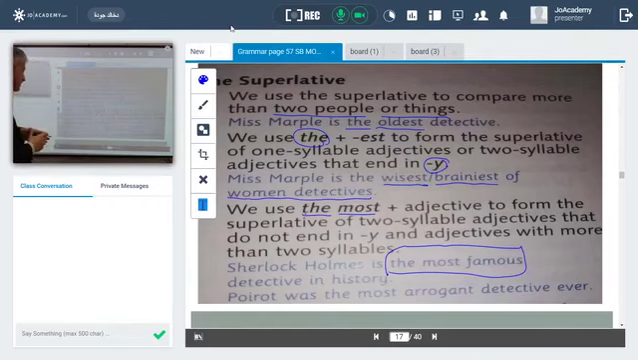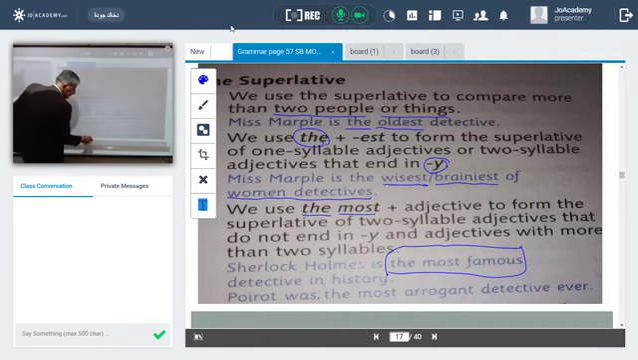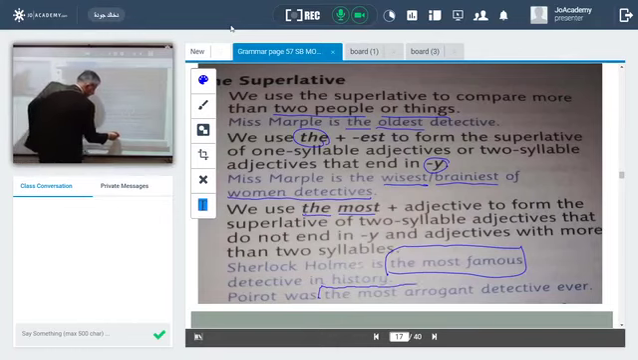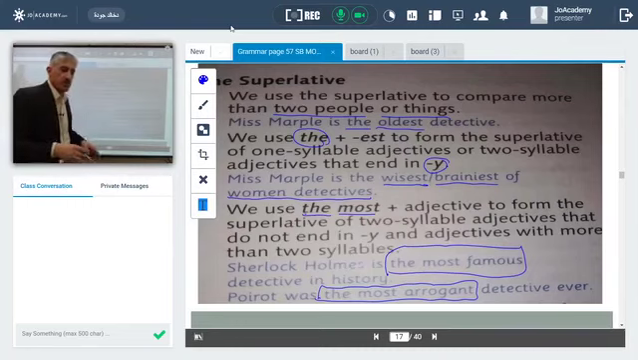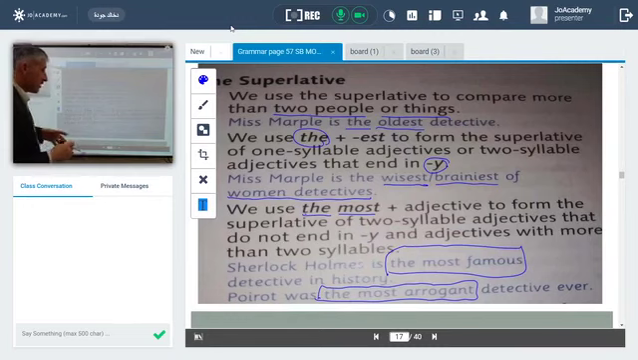The second sentence: Poirot was the most arrogant detective ever. The most arrogant. Arrogant means متعجرف in Arabic. So Poirot was the most arrogant detective ever. Among all the detectives, he was the most arrogant detective. Because arrogant is a long adjective, we added the most before it.